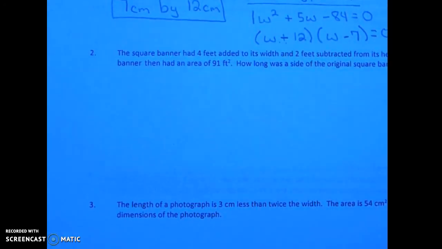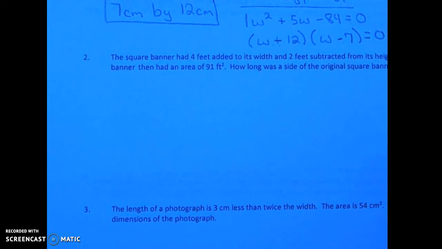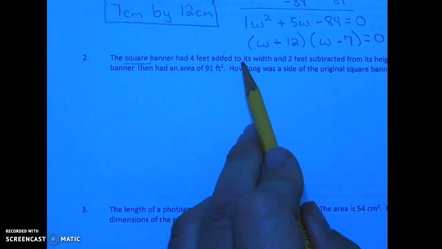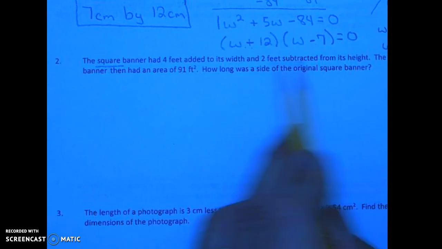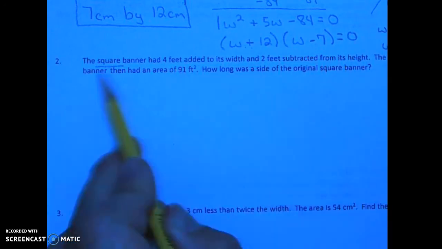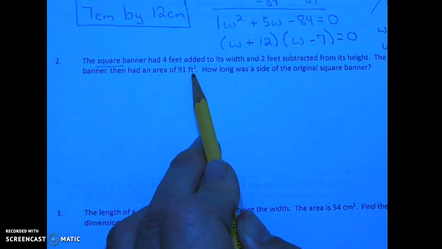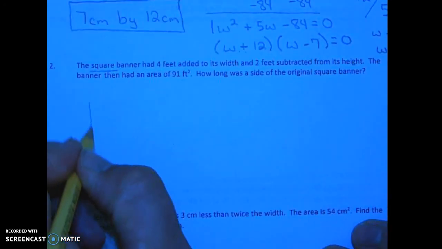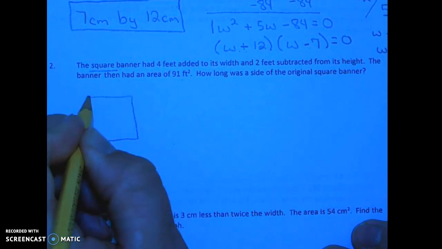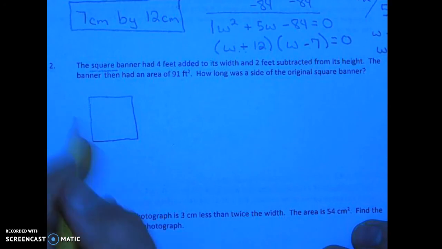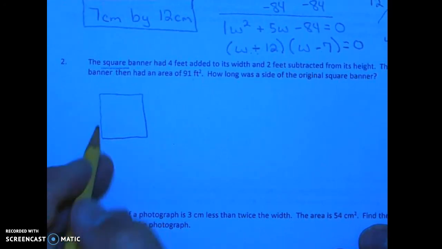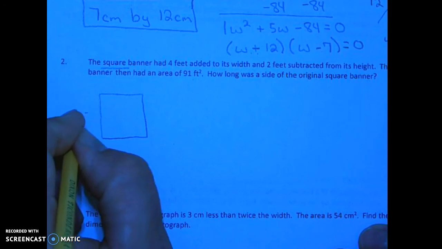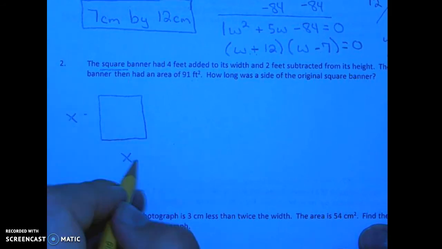Let's take a look at number 2. I'm going to try to help get some of these set up for you. So it says we have a square banner, had 4 feet added to its width, and 2 feet subtracted from its height. The banner then had an area of 91 square feet. How long was the side of the original square banner? So we have a square. Now, as we know, the sides of a square are the same. And I'm going to go ahead, instead of using length and width, because these are actually the same, I'm going to use x and x to represent my two sides.